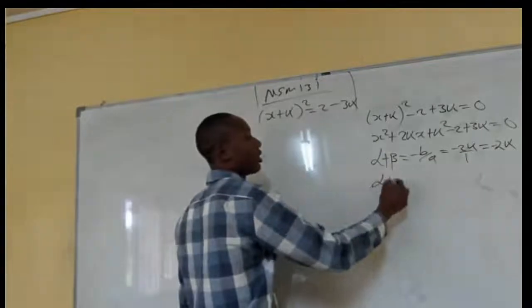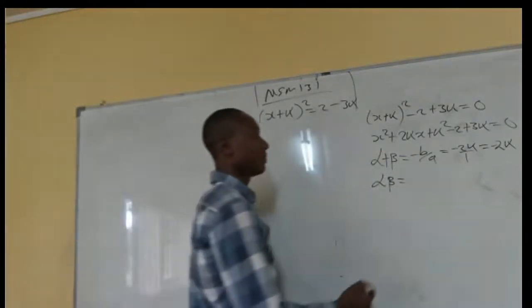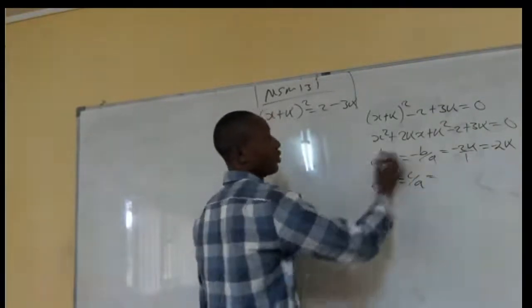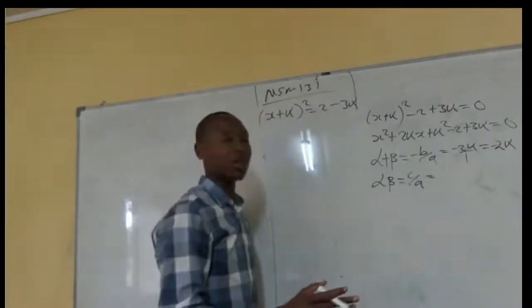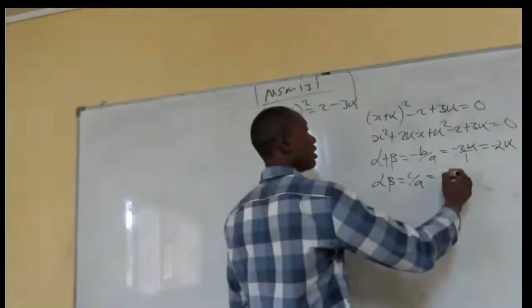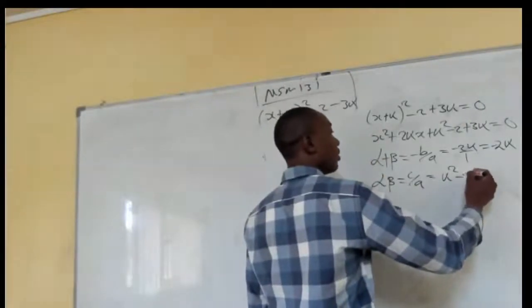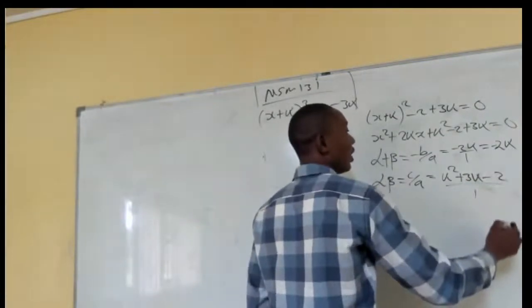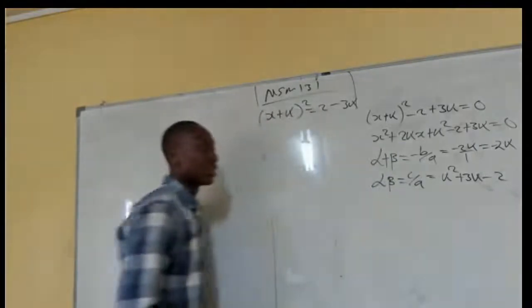Then we need the product of the roots. The product of the roots is found as c over a. If you look at c, it's the constant here, anything without an x variable. So the constant in this case is k squared + 3k - 2, over 1, which is a. So that is the product.